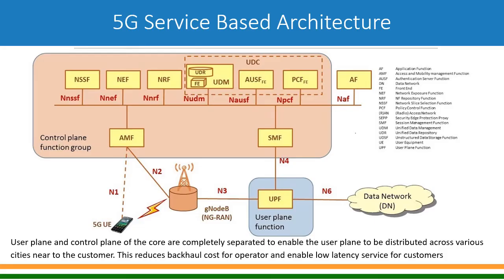In this architecture, user plane and control plane of the core are completely separated, and hence it enables the user plane to be distributed across various cities near to the customers. This reduces backhaul requirement for operator and enables low latency services for customer.